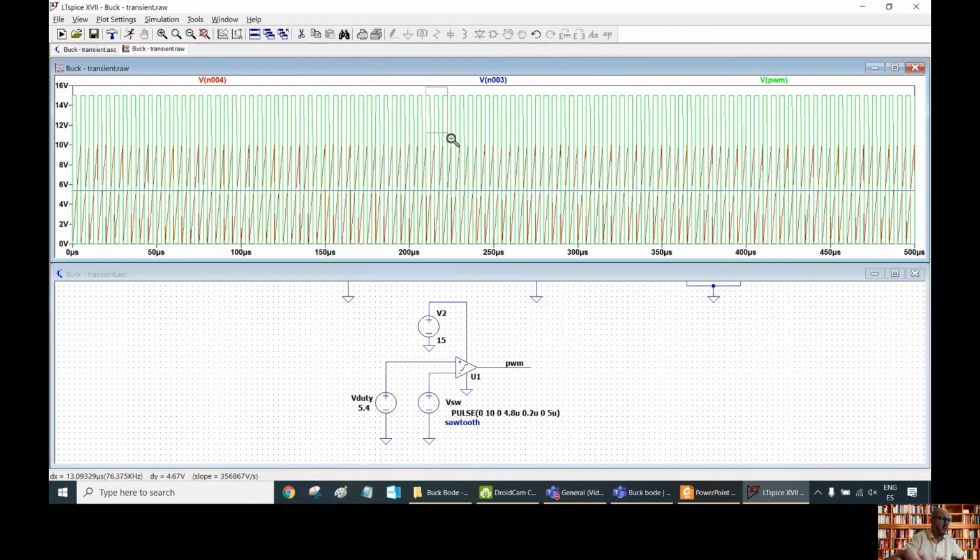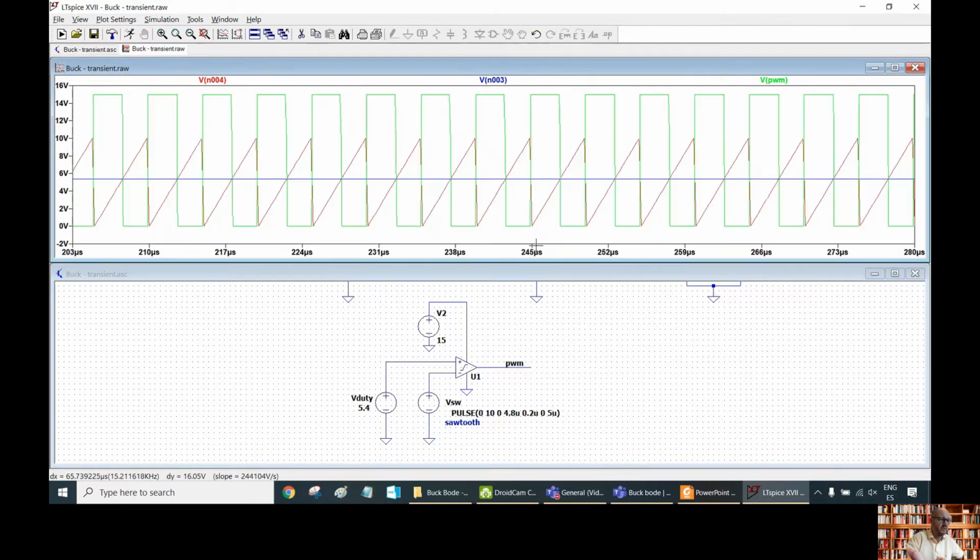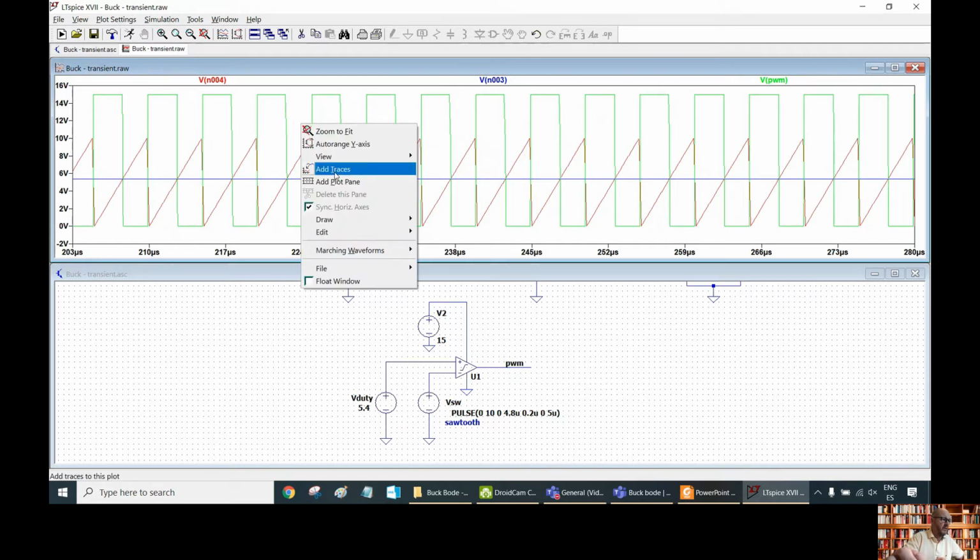If we zoom here, we can see the different waveforms better. We have the sawtooth waveform in red, compared with the signal V duty in blue, and then we get the square waveform that is going to be applied to the gate with a maximum value of 15 volts.